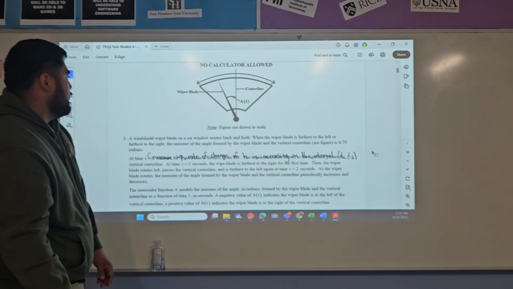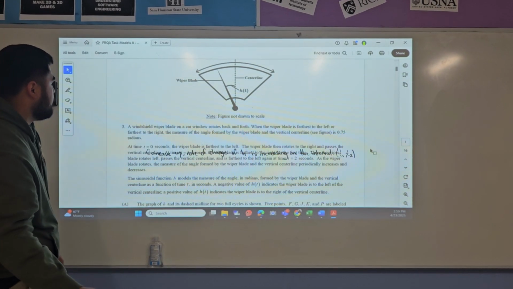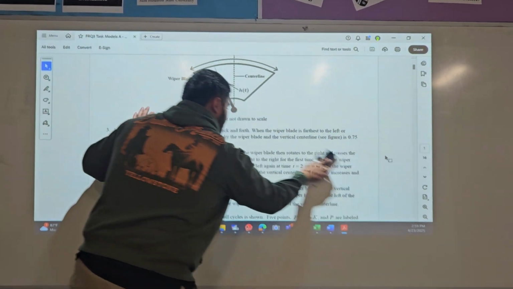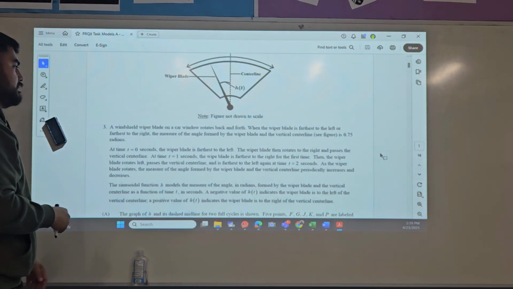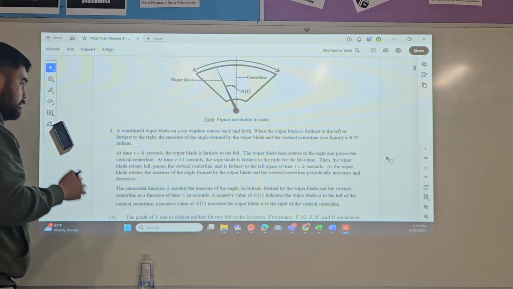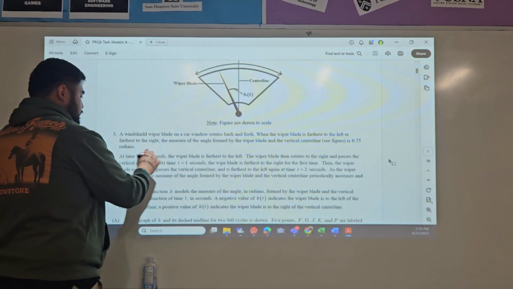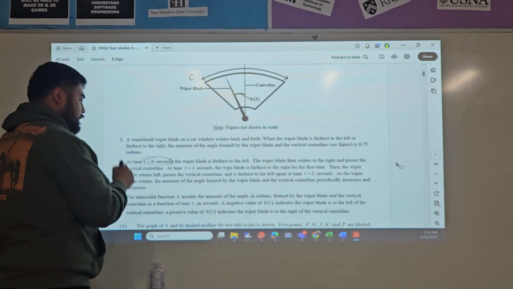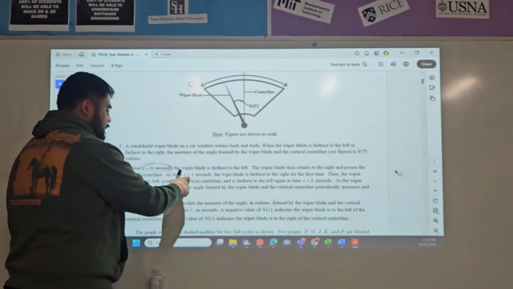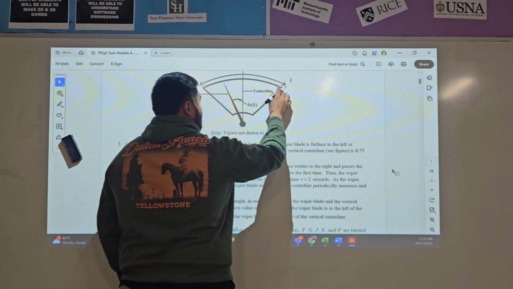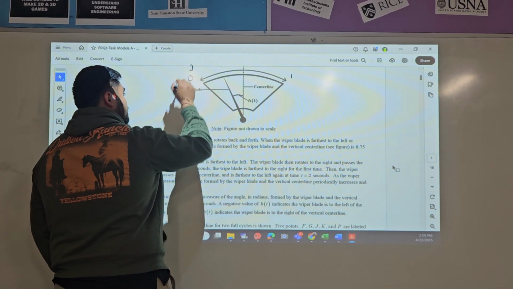So if I may, here we go. Let me erase this. It's telling us here that the wipers start from left, go to the right, and come back to the left. So at time equals 0 seconds, the wipers are farthest to the left, right? So this is 0. At time equals 1 second, the wipers are farthest to the right. So this is 1, and then if you come back, this is, well, 2.